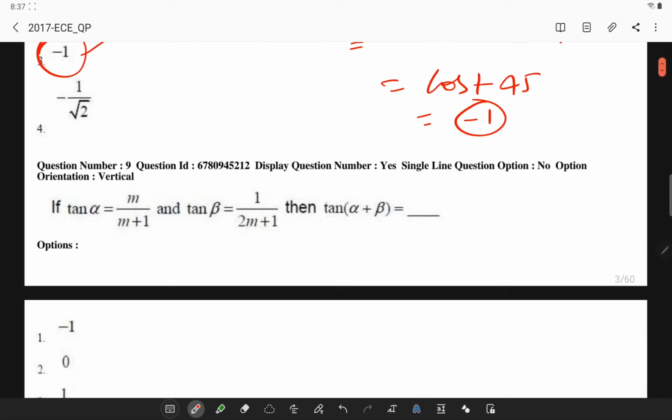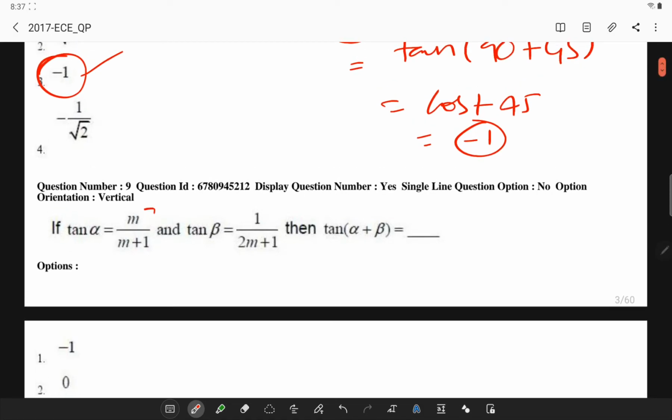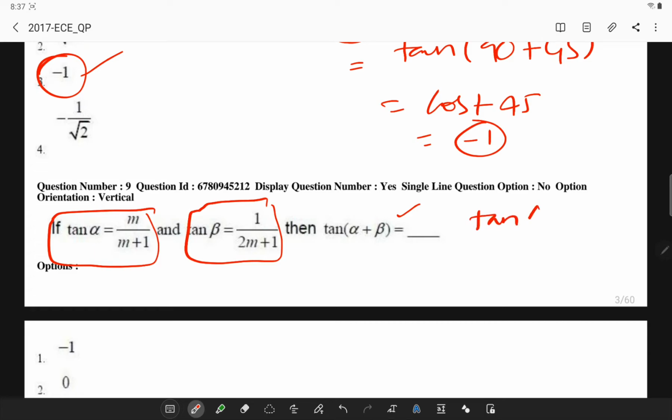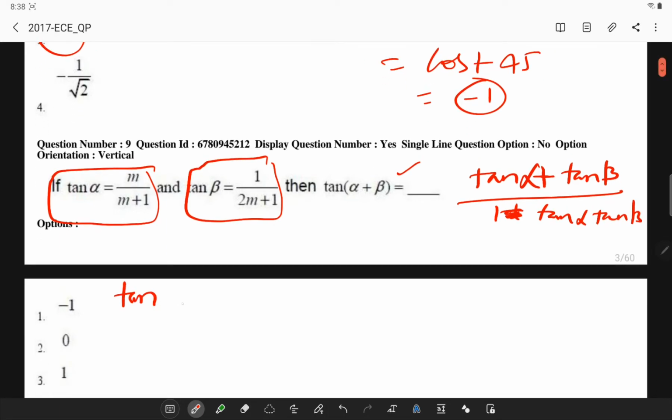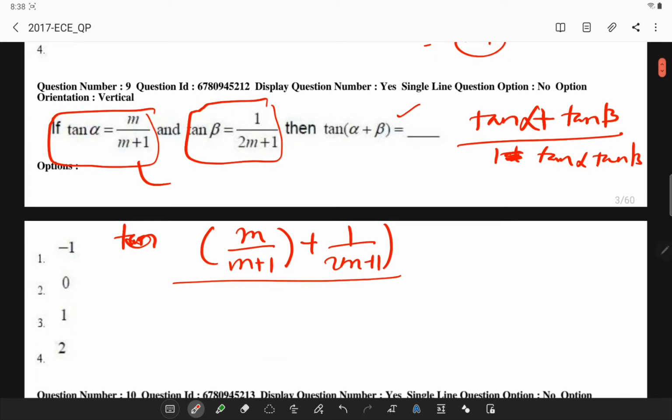Next, so we have the value of tan alpha given as m by m plus 1 and tan beta is 1 by 2m plus 1. Now what is tan alpha plus beta? We have the formula, tan alpha plus beta is tan alpha plus tan beta divided by 1 minus tan alpha into tan beta. So if I substitute these values here, so m by m plus 1 plus 1 by 2m plus 1 divided by 1 minus m by m plus 1 into 1 by 2m plus 1.